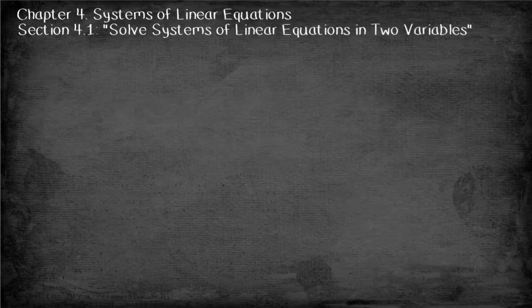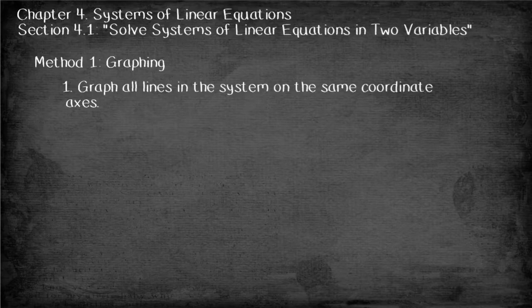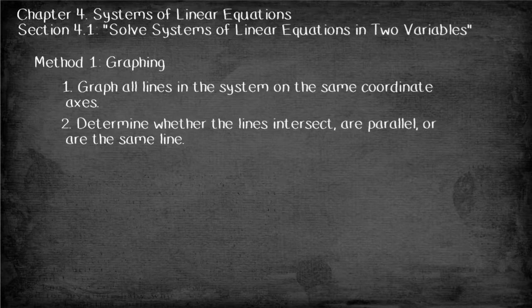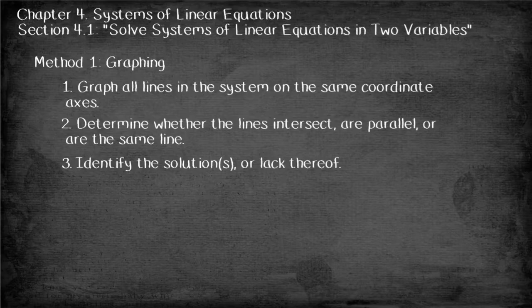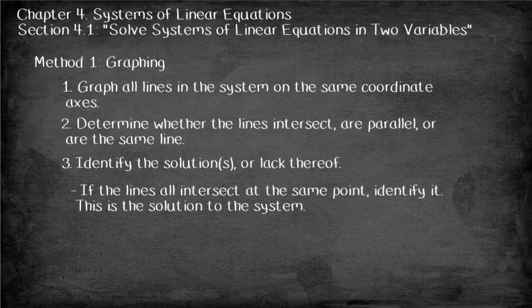So all told, we're going to look at 3 different methods for solving these systems of equations. I'm going to do one right now, and then the other 2 will be in subsequent videos. So first method is graphing. The very first step is to take these linear equations and graph all of the lines on the same coordinate axes. Then you look at the picture and figure out, okay, do these lines intersect? Do they not intersect? Or are they completely on top of each other? So you want to identify the solutions or lack thereof.